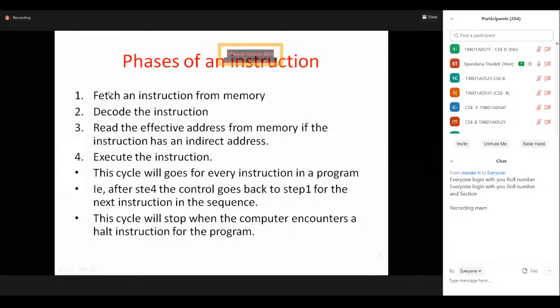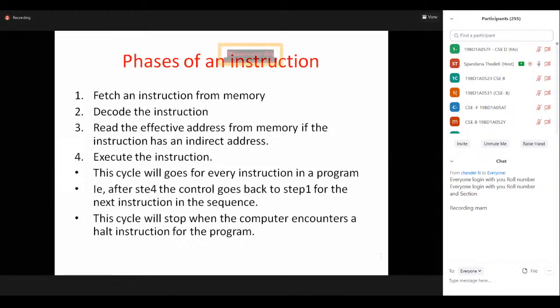Now, assume that if you want to perform an addition operation, you require the operand values. Where are the operand values present? Obviously in the main memory. So third step is, you need to get the address from the memory location. So you need to know the address. If it is a direct address, right?